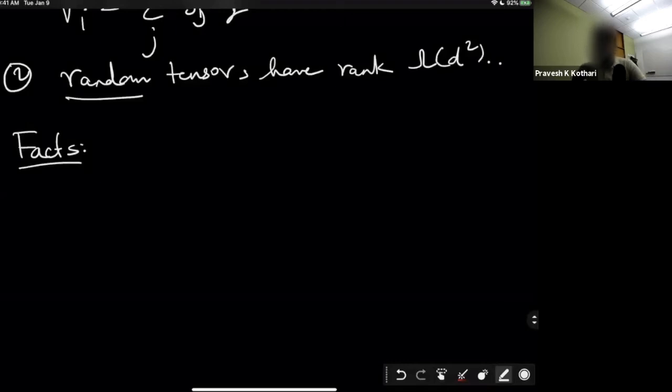But it turns out that this problem is actually a whole lot of NP hard. It's NP hard in basically any way you want to ask it. Computing tensor rank is NP hard.